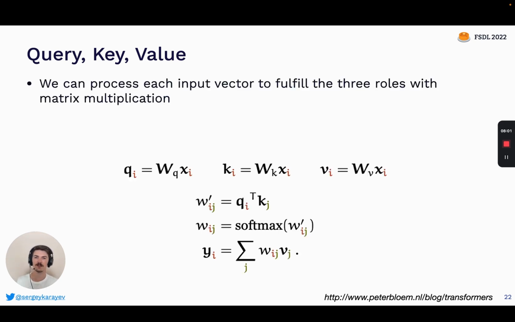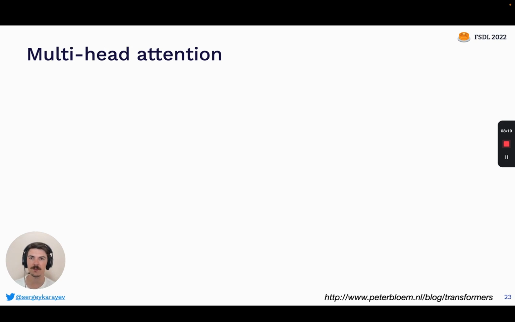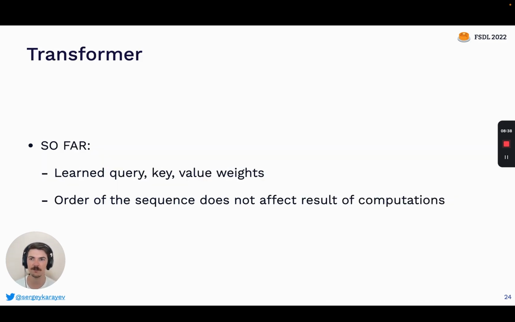So we can process each input vector with 3 different matrices to fulfill these roles of query, key, and value, so that we're going to have 3 weight matrices and everything else remains the same. And if we learn these matrices, then we learn attention. That's all it really means. Now, it's called multi-head attention in the diagram. Why is it called multi-head? So that just means we're going to learn multiple sets of these matrices at the same time. But the way we're going to implement it is just as a single matrix multiply anyway. So it really doesn't matter for implementation.